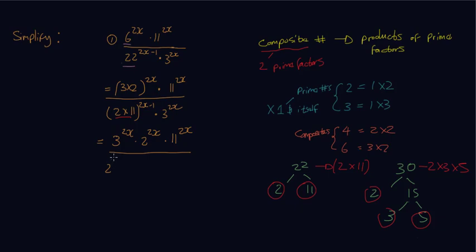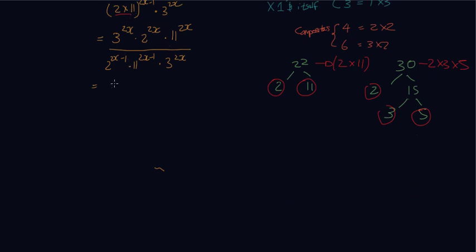Then 2 to the 2x minus 1 times 11 to the 2x minus 1 and then times 3 to the 2x. And then let's simplify even further. We must sort this out because we will have a problem here. So on top is 3 to the 2x times 2 to the 2x times 11 to the 2x, then over. And when we have 2 times 2 squared, it equals 2 to the 3, adding our exponents.